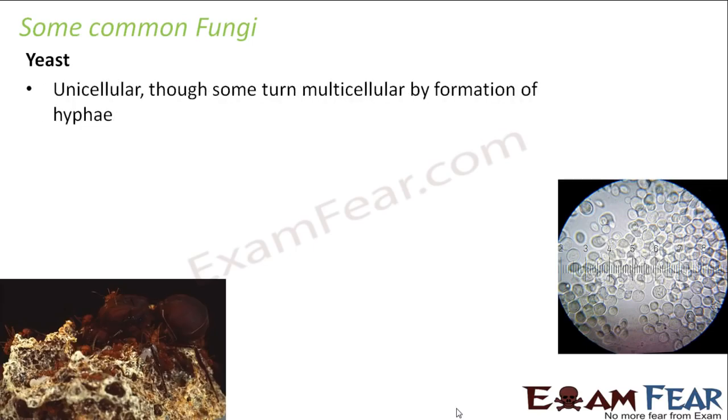Yeast is the only unicellular fungi. Other than that, all other fungi are multicellular. So that is one interesting or important thing about yeast. However, some of them might turn multicellular by formation of hyphae. When their hyphae become branched and filamentous, maybe they will group together to form a multicellular body. They do not need sunlight for growth, so that is why they prefer to grow in dark places.